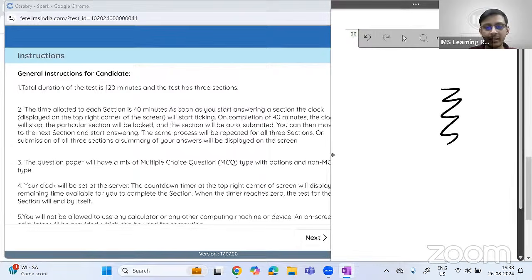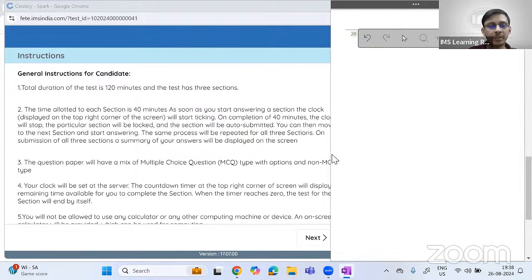Okay, so I think we are good to go. So let's begin. You can see the screen, you can see the test page, my rough pad, and whatever I'm writing. Okay, so all good.